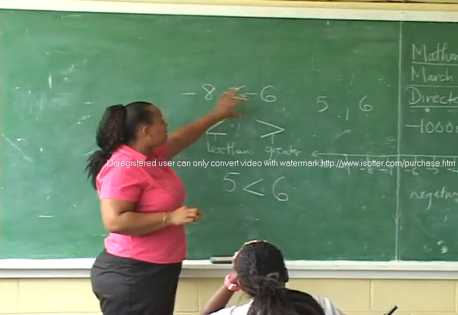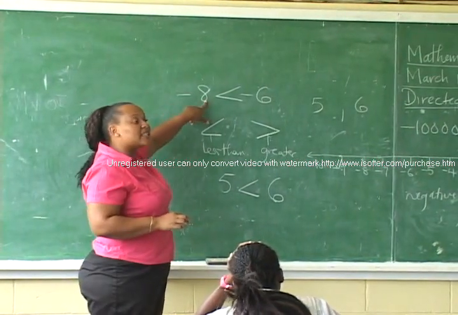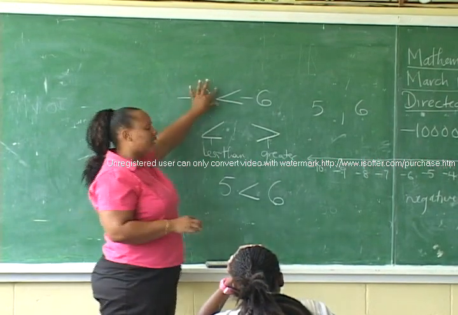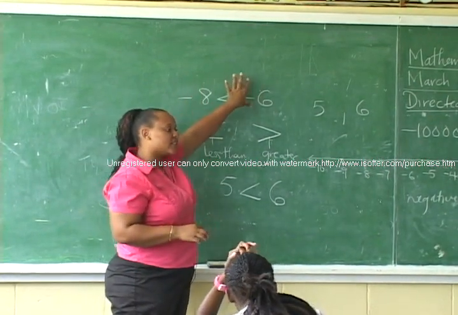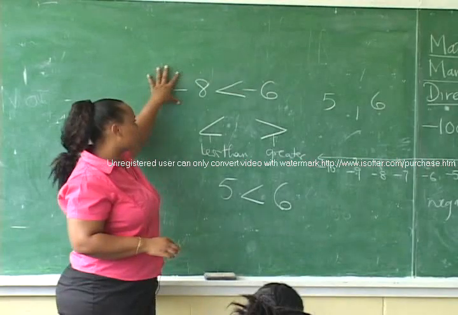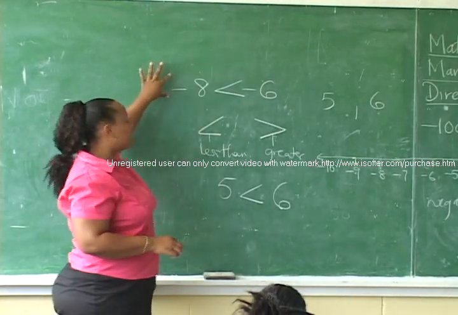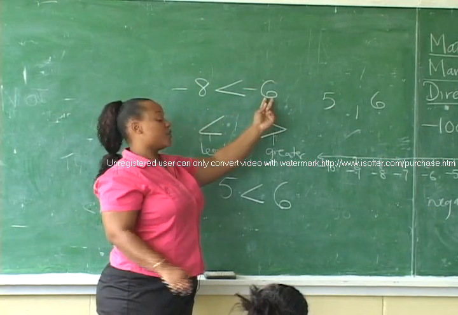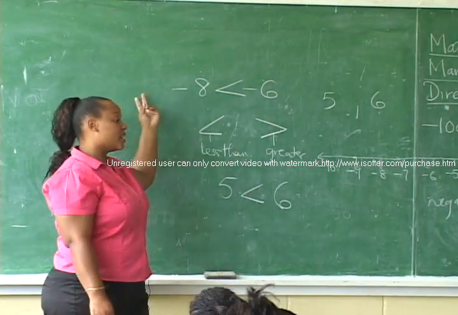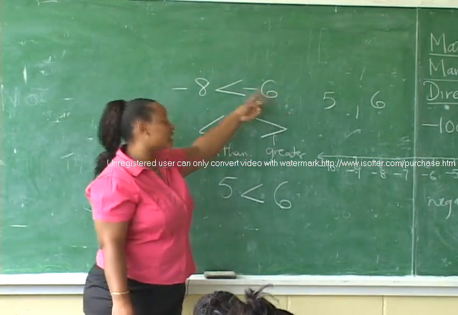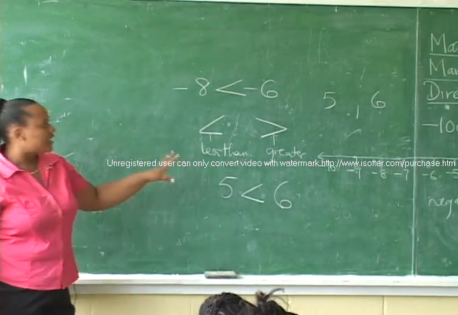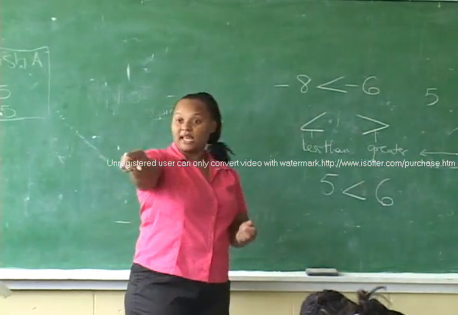And in this case, we would say that negative 8 is less than negative 6. The closed section is actually saying less than. The open section is actually saying greater than. So if you read it coming in this direction, you would say negative 8 is less than negative 6. If we read it going in the other direction, then it would be negative 6 is greater than negative 8. Okay? So that's basically it.